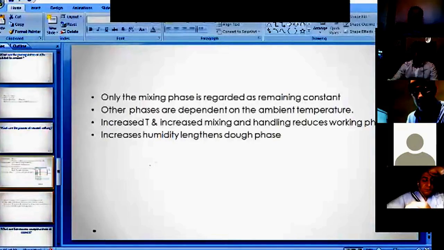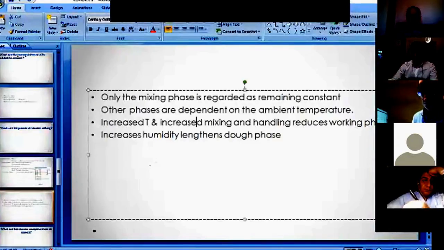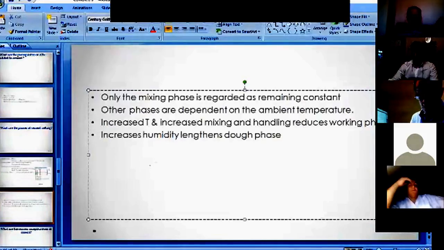The humidity will, in contrast, lengthen the doughy time, and also you need to be aware of that. Okay, so these are the extra factors that could affect your cement setting.